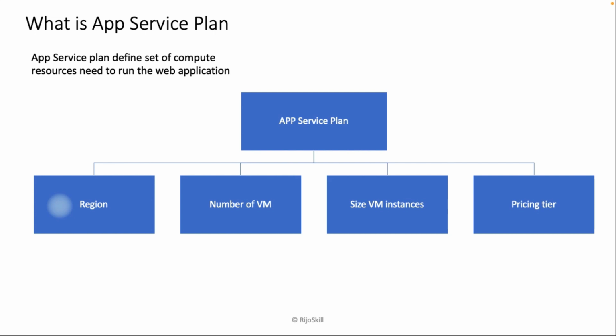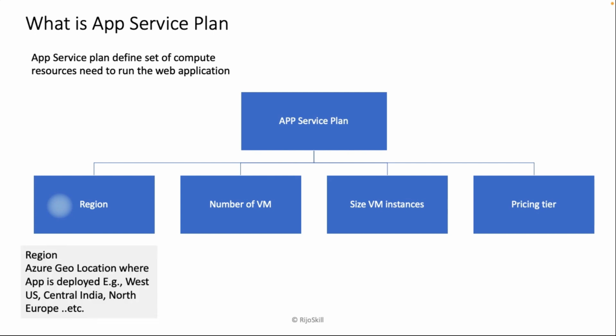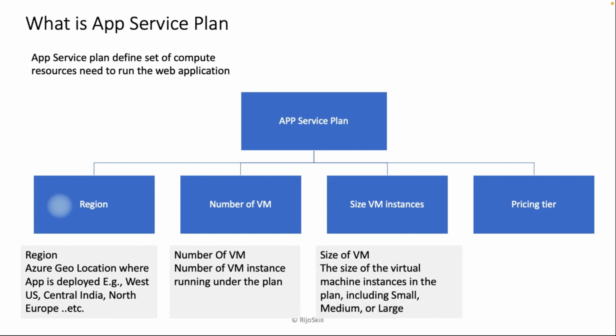So let's go to the region. Region means the Azure geolocation where your app will be located, for example West US, Central India or North US, like this, when you select where you need to locate your app. Number of VMs means the number of VM instances running under this plan. Size of the VM means the size of the virtual machine instance in the plan, including small, medium, or large. Pricing tiers: different pricing tiers are available: free, shared, basic, standard, premium, and isolated. We will discuss the pricing tiers in the next slide.